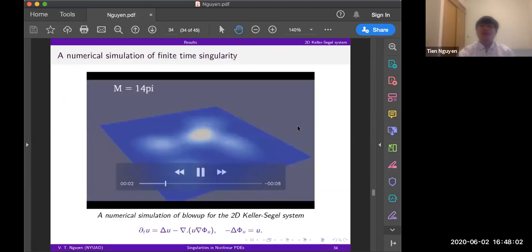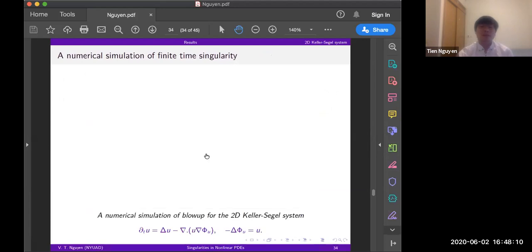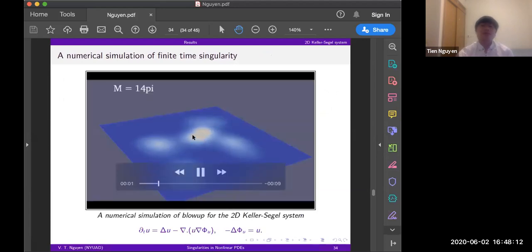So as you see here, you can see the competition between the diffusion and nonlinearity. And you see, first of all, by effect of the diffusion, the solution spreads, and then by effect of nonlinearity, the solution concentrates and forms the blow-up solution in finite time. And here we want to understand more precisely what the dynamic is near the singularity.